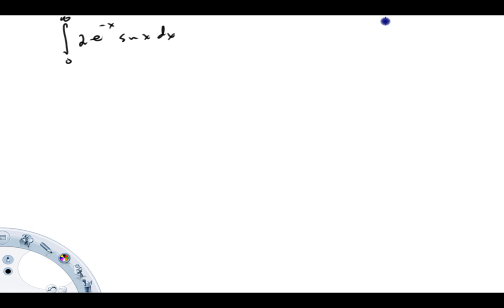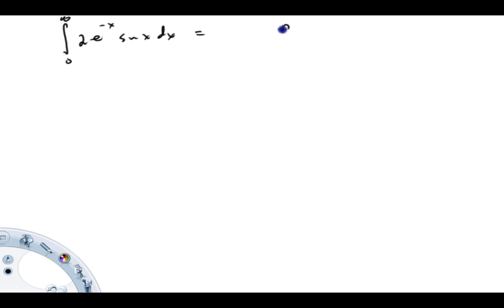The purpose of this video is to demonstrate how to handle an improper type of integral. So as we look at this, we're going to try to evaluate the integral of 2e to the minus x sine x dx from 0 to infinity. The first thing we want to realize here is that this infinity in the limit makes this an improper integral. So the handling of the improper integral is no problem.